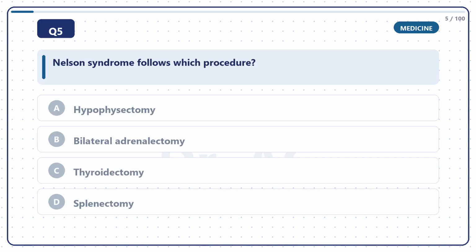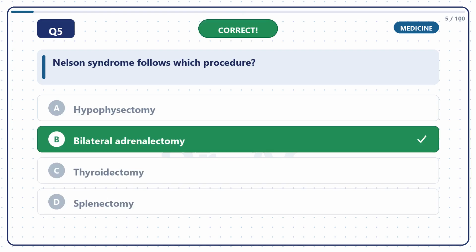Starvation. Question 5. Nelson syndrome follows which procedure? Option A. Hypophysectomy. Option B. Bilateral adrenalectomy. Option C. Thyroidectomy. Option D. Splenectomy. The correct answer is option B, bilateral adrenalectomy.